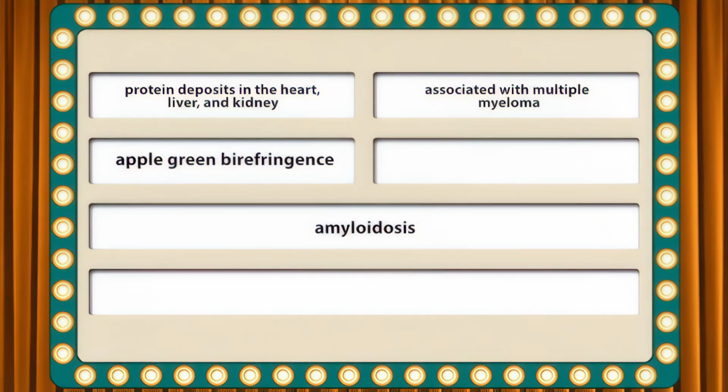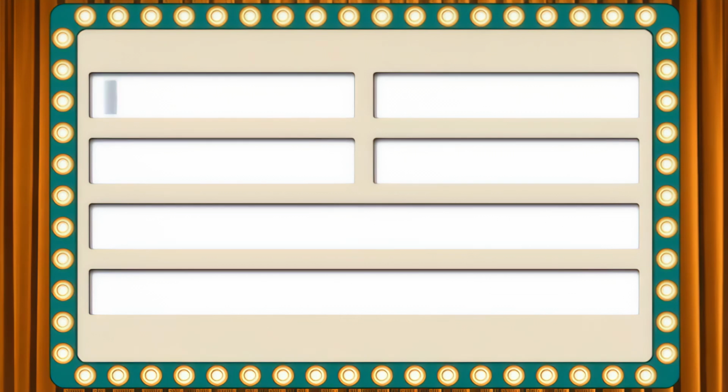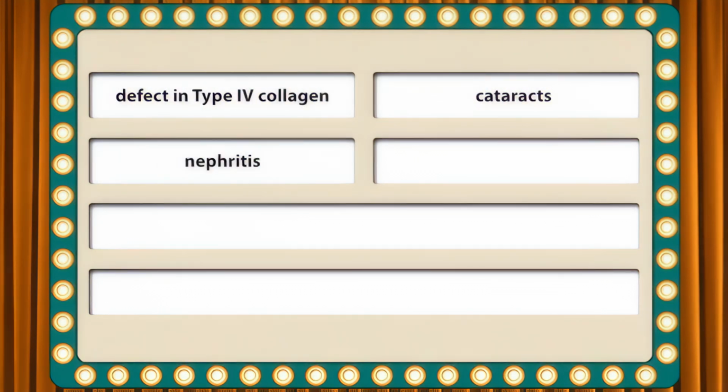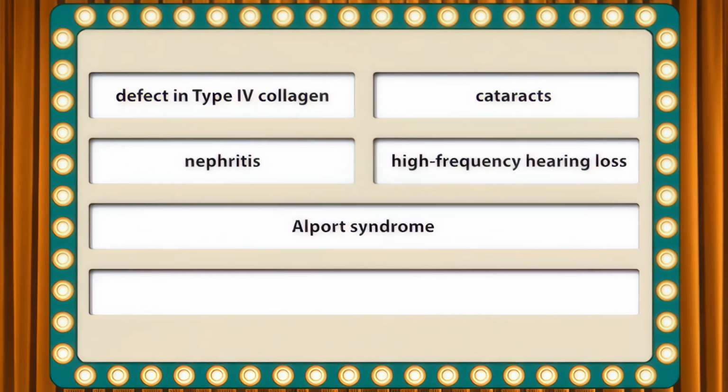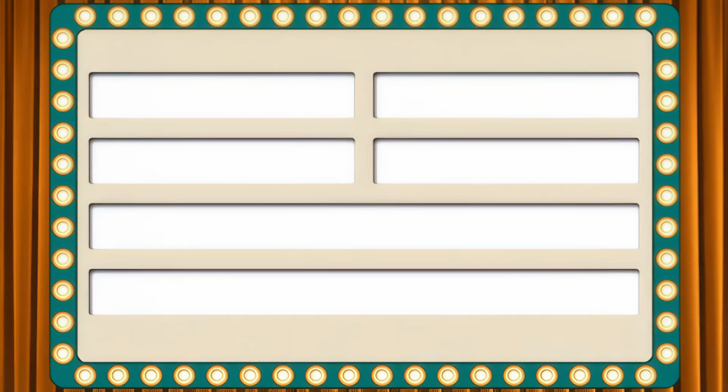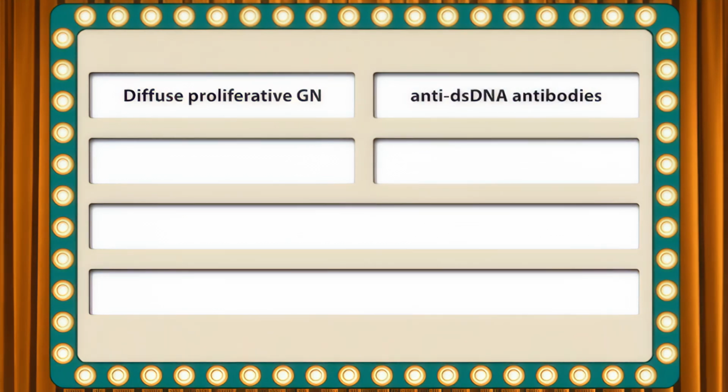That's amyloidosis. Next one: defect in type 4 collagen, cataracts, nephritis, and high-frequency hearing loss. That's Alport syndrome. Can't see, can't pee, can't hear, high C. Next one: diffuse proliferative glomerulonephritis, anti-double-stranded DNA antibodies, and wire loop basement membranes.